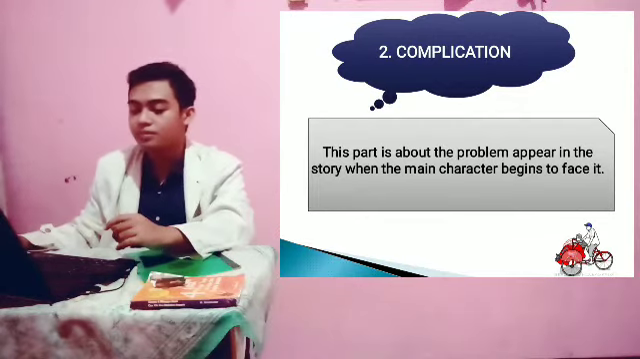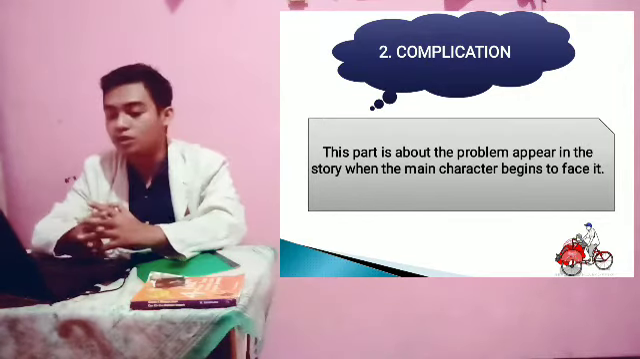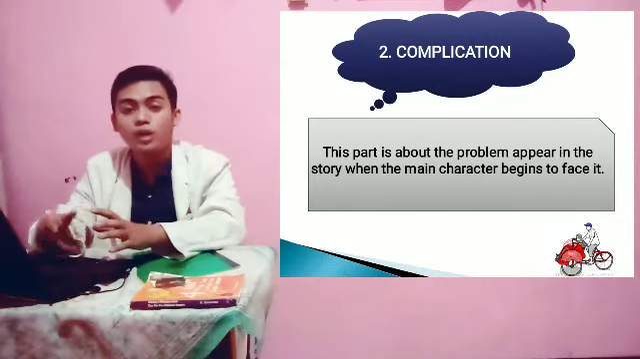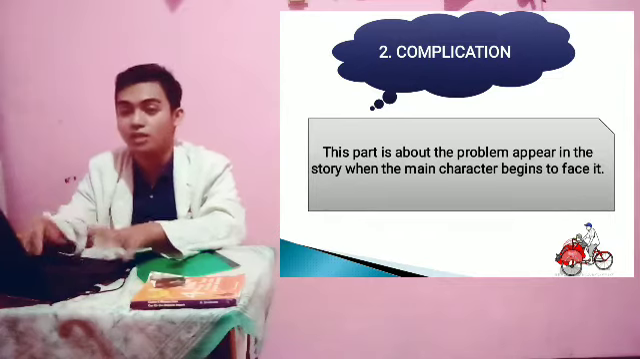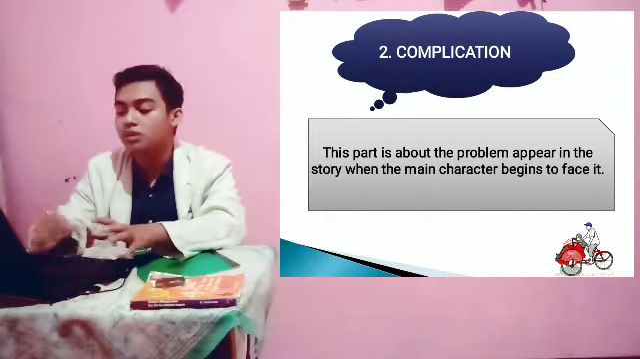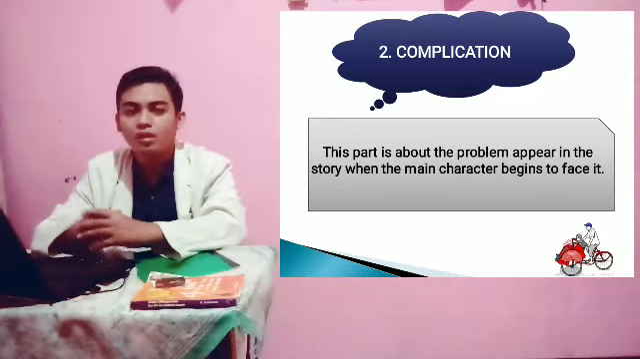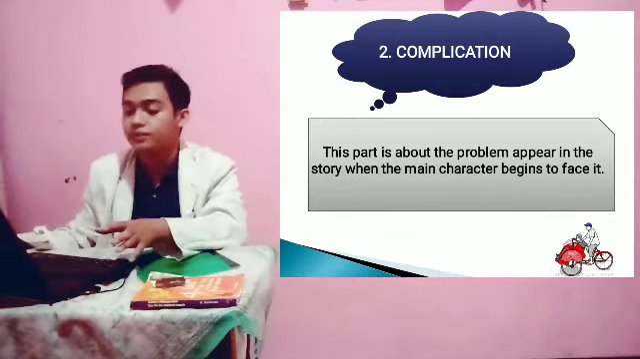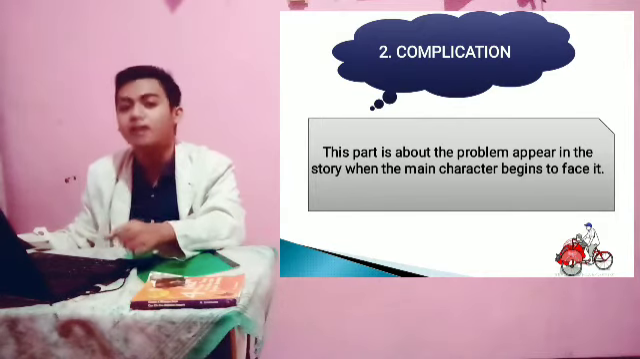And next, that is complication. You can look at complication. This part is about the problem that appears in the story when the main character begins to face it. And usually this complication is put in the middle paragraph after orientation. Okay, you got it? Okay, next.